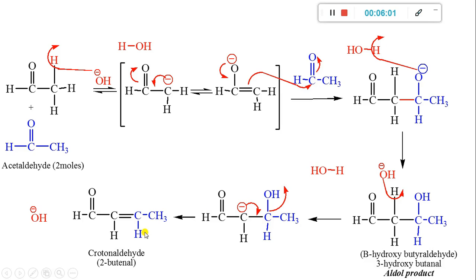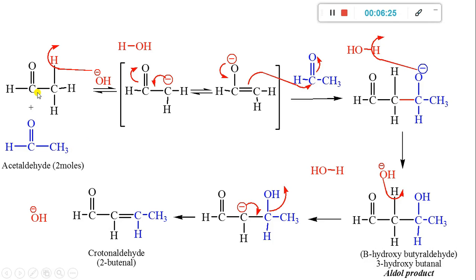So the final product will be an alpha beta unsaturated aldehyde and another molecule of hydroxide, which starts over again and again and again. So this is the mechanism of aldol condensation.